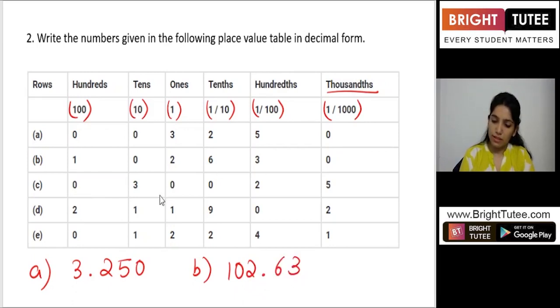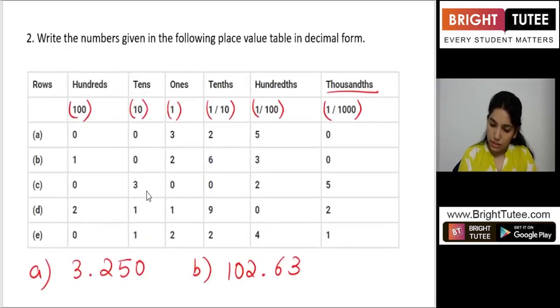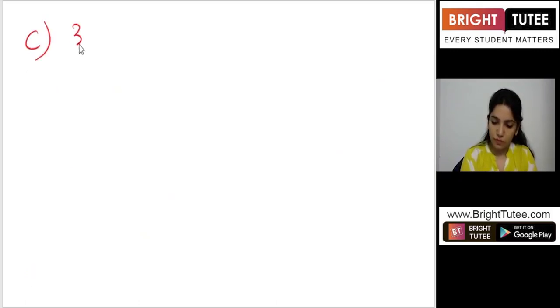Let's see the C part. It is 3 at the tens place and we have got 25 at the hundredths and the thousandths place. So 2 and 5. So let us write the C part. So it is 30.025.